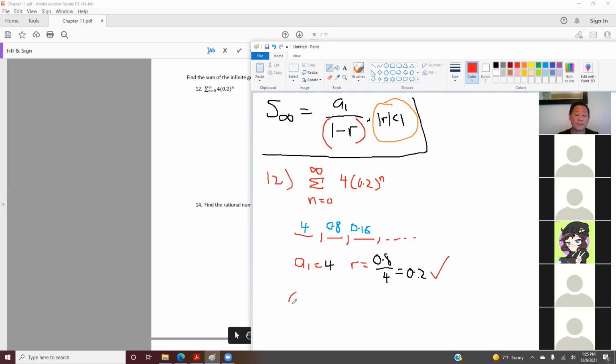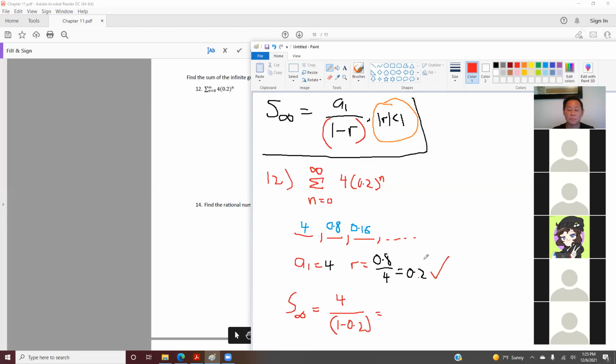So we can use this formula, which is 4 over 1 minus 0.2. And again, parenthesize this. It's like a 5, something. So you get 5. Yep. So this is your answer for the infinite sum.